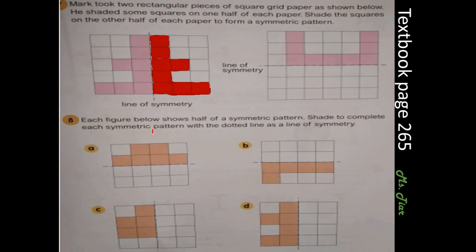Okay, number 8. Each figure below shows half of a symmetric pattern. Shade to complete each symmetric pattern with the dotted line. I'm going to help you with the one which is difficult, question D. Over here, we put 1 box here, shade 1, and then we go below and shade 2. Done. After that, we shade 1 more here, and then another 2 here.